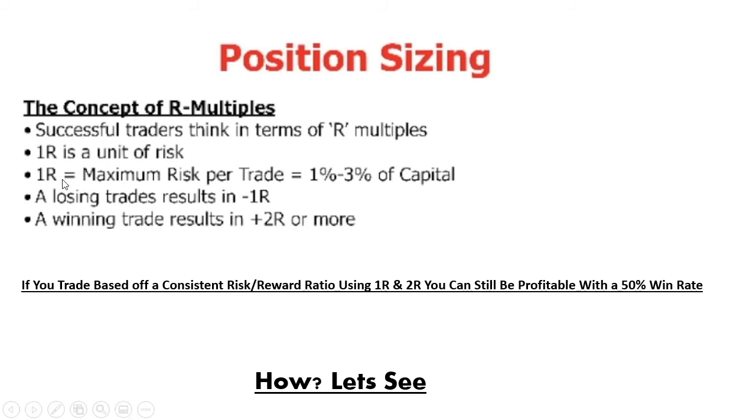Okay, so now 1R is a unit of risk. 1R also equals the maximum risk per trade, which is either the 1 to 3% of your capital, right? So if we're risking 2R, that means we're risking 2% of our capital. If it's 3R, 3% of our capital. You get it? So a losing trade results in negative 1R, right? That means we lost 1R. We lost 1%. A winning trade results in plus 2R, positive 2R, right? Or more, because that means we gained 2% or more, right?